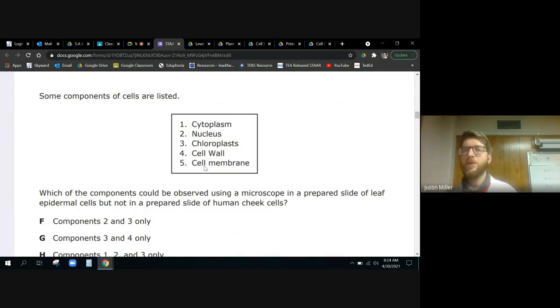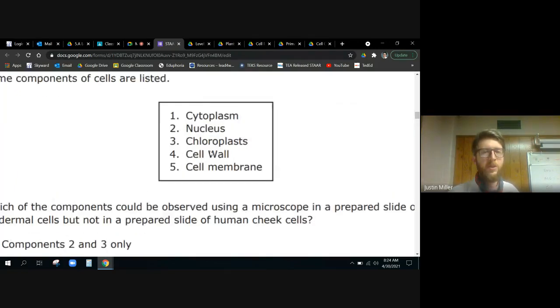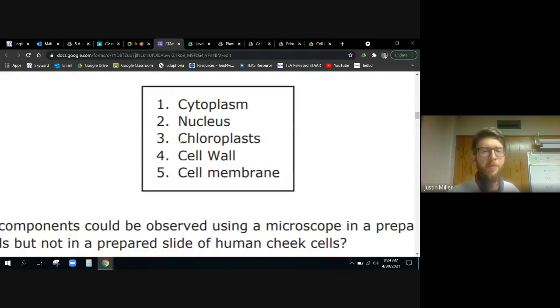Well, what do plants do that animals don't do? They make their own food using sunlight, right? Do you guys remember where that happens? It happens in this thing called the chloroplasts. Just remember, chloro means green. Chlorophyll is green, right? That's what makes plants green. Chlorophyll, you guys probably heard that before. Well, they're in a thing called the chloroplast. So chloroplasts are one thing that's in plants.